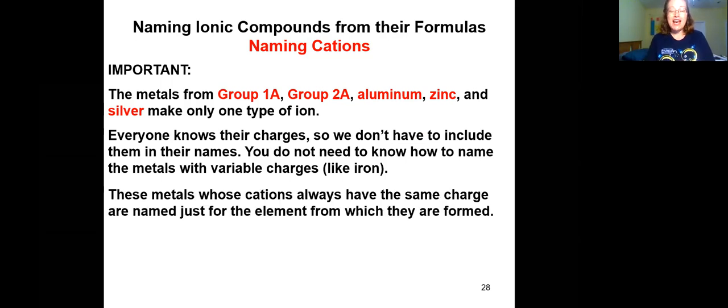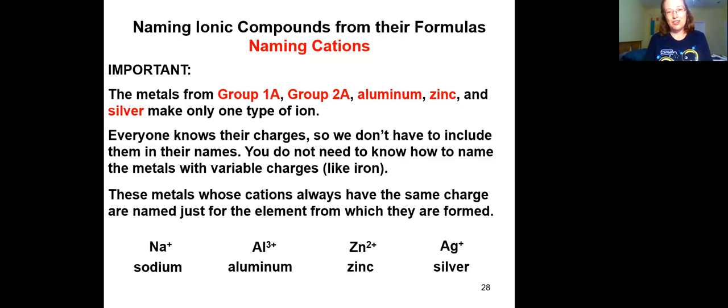The metals whose cations always have the same charge are named just for the element from which they're formed. So the sodium ion, his name is sodium. Aluminum's in group 3A, +3, his name's aluminum. Remember that little diagonal staircase thing? Zinc was the next guy down. He's always +2. We just call him zinc. And Ag +1, he's just called silver.